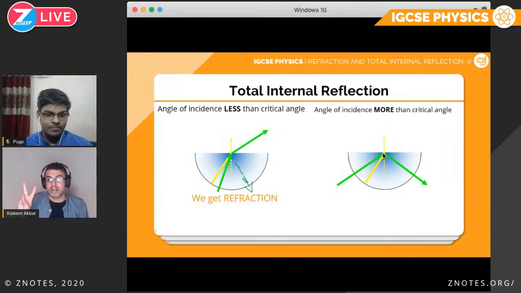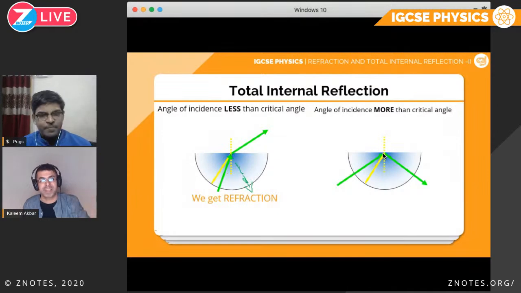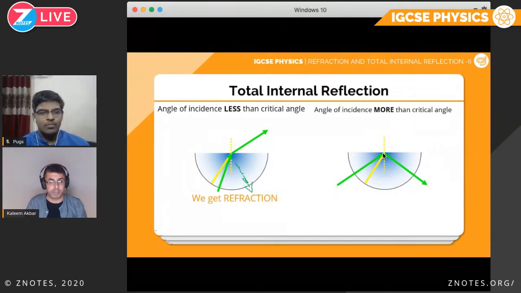So, 2 conditions you must know for the exam for TIR. Condition number 1, it can only occur in the more dense medium. What the hell do I mean by that? Here, it can't happen in air. It can only happen in the glass. If it was water in air, it can only happen in the water. If it was glass and water, it can only happen in the glass. It has to be in the more dense medium. Condition number 2, the angle of incidence has to be greater than the critical angle for that material. Okay, I hope that makes sense.